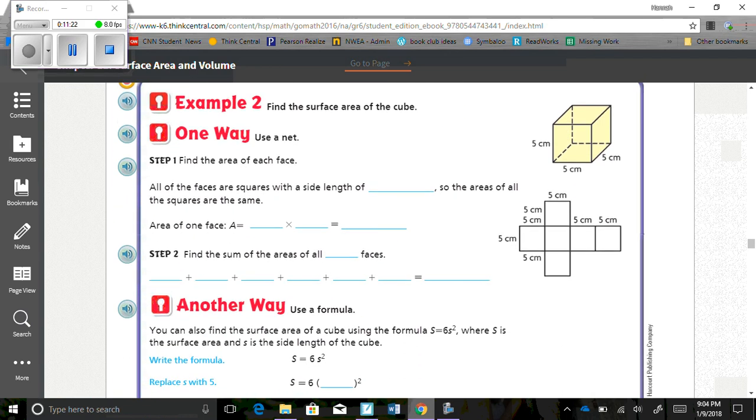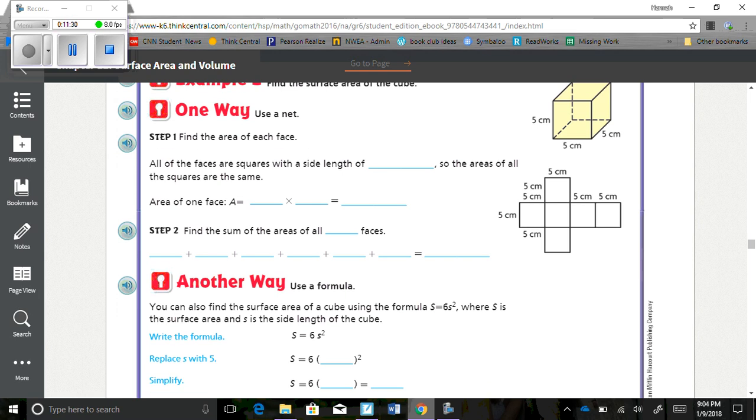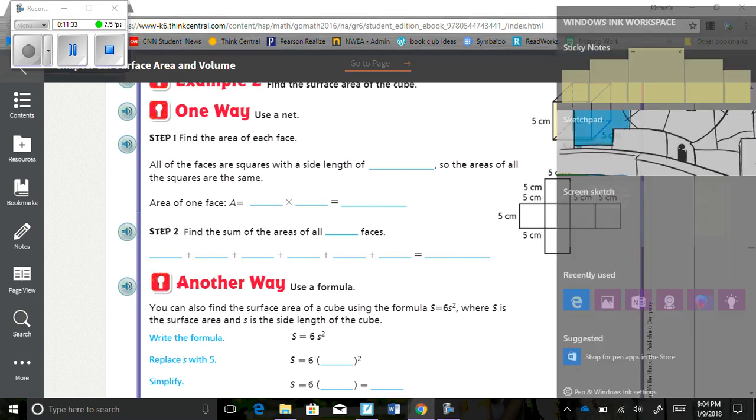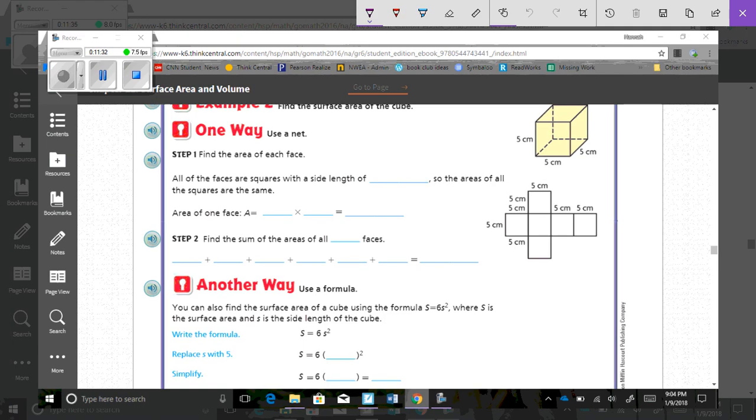And looking on down at example 2. Find the surface area of the cube. One way is to use a net. Okay, so one way is that we can use that net. So to find the area of each face, all the faces are squares with a side length of what? Okay, so that's a side length of 5 centimeters. So the areas of all the squares are the same. So we know that with a cube, all the sides are going to be the same. So all the areas are going to be the same.